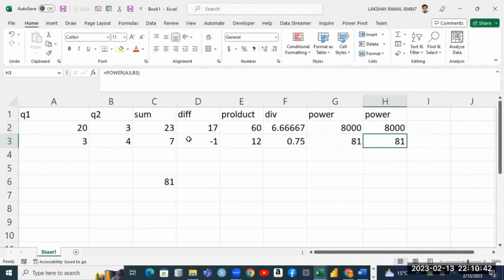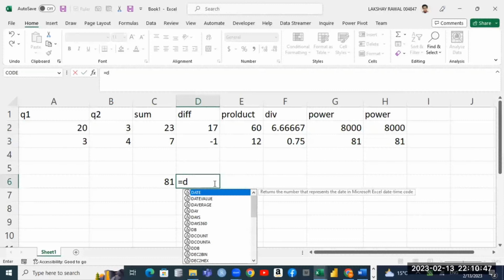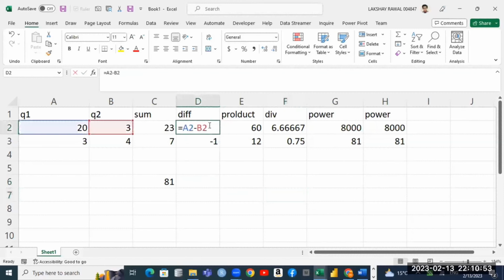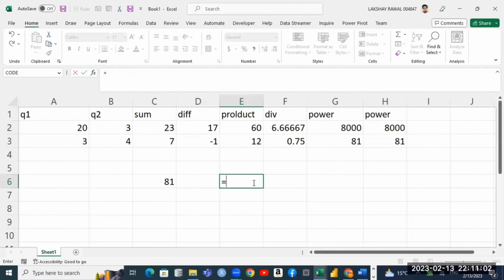In Excel, you do not have any formula for difference. I mean, you do not have something like equals DIFFERENCE. Look here, no difference. You have to use the minus sign. There is no formula for difference. There is one for plus, but not for difference. Okay.